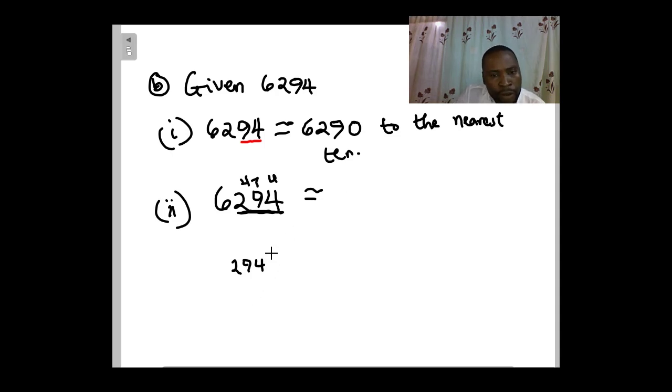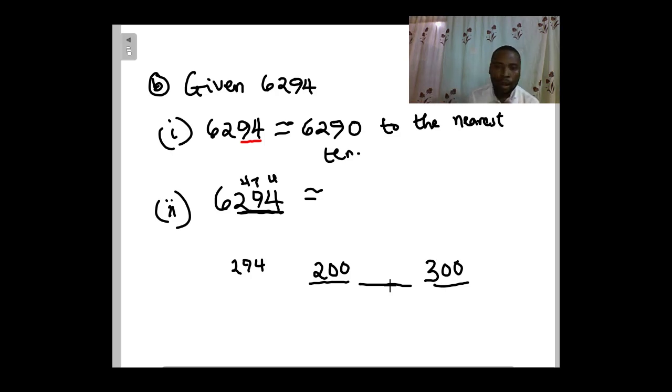So 294, where will it enter? We know without wasting time that 294 will enter between 200 and 300. Yes, it's in between. So 294 is in between the round numbers 200 and 300. But which of these round numbers is 294 closer to? Is it closer to 200 or closer to 300?